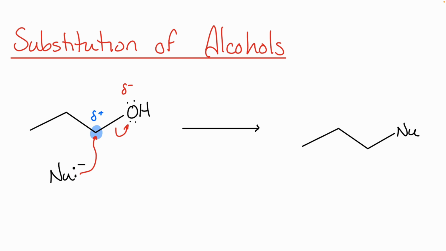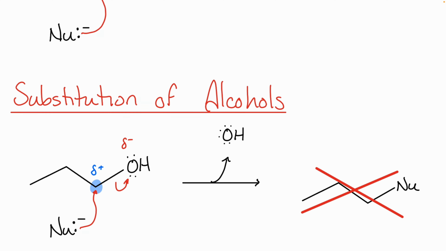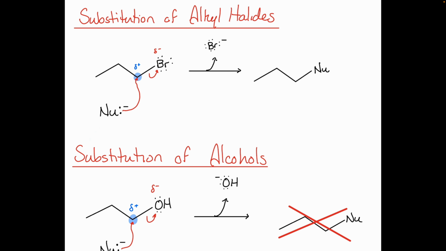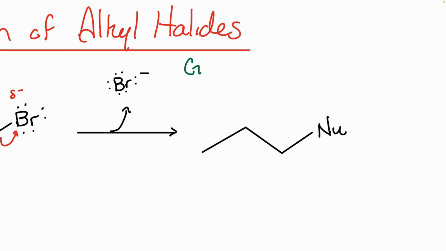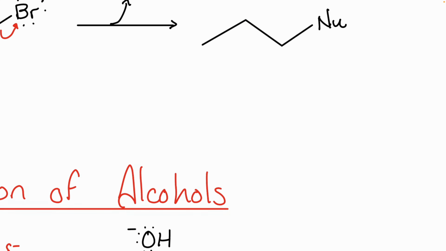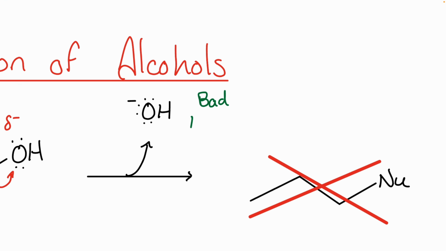All right, but it turns out this isn't going to work. You do not get this substitution product here. Okay, so why not? Because what's the other part that we had to do? We had to kick off that leaving group. In this case, what we kicked off would be a hydroxide ion. Hydroxide ions differ from my bromide ions. Bromide here is a great leaving group, right? Good leaving group. Hydroxide, a bad leaving group.